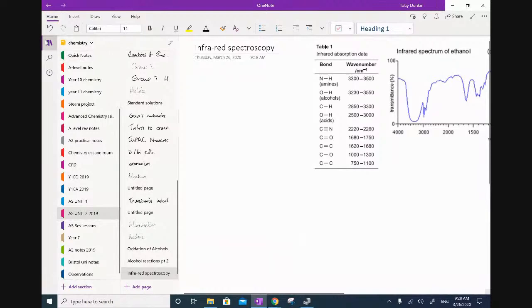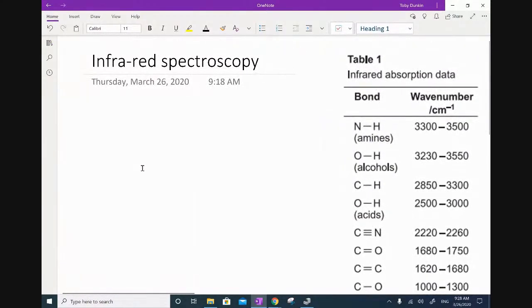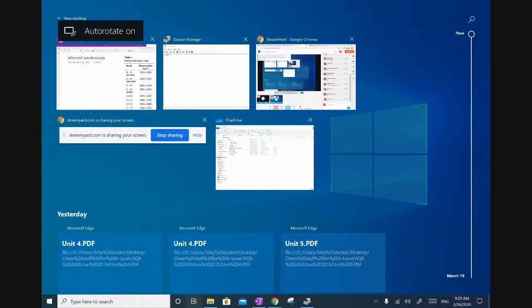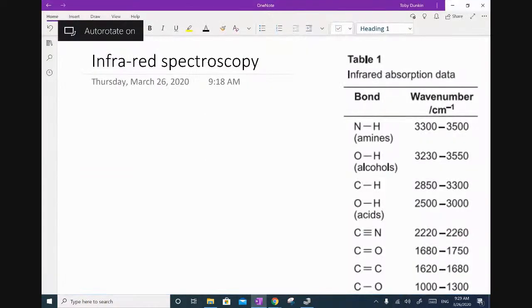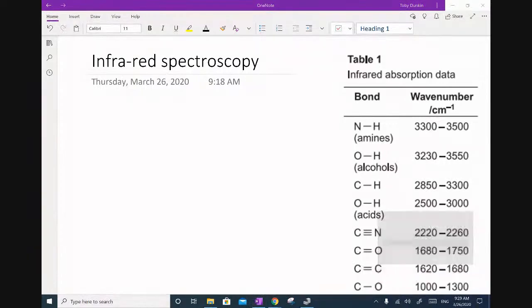Right, so today's lesson. We're looking at infrared spectroscopy. Right, let's see if I can lay this thing flat. Oh, sorry, didn't mean to do that, folks. There we go, click back on that. Open up my little kickstand here at the back. There we go. Nearly there.